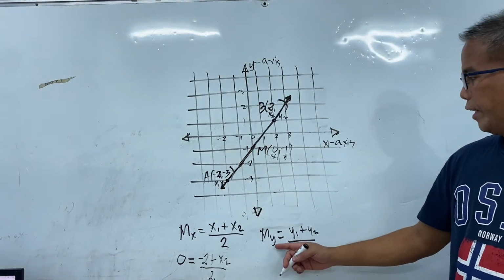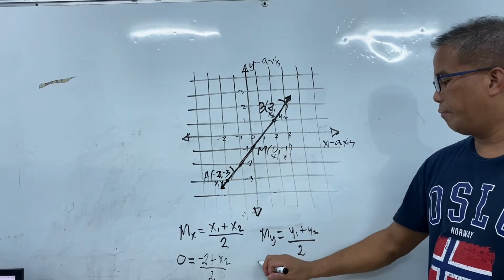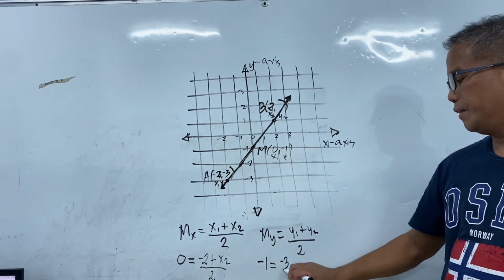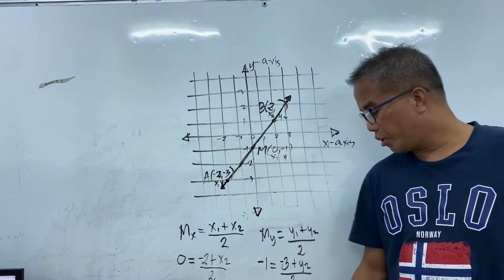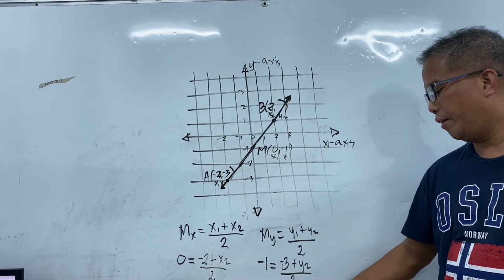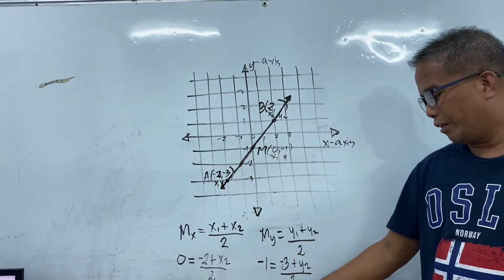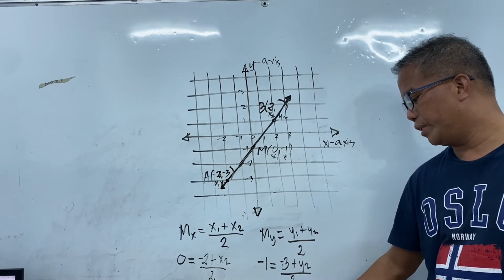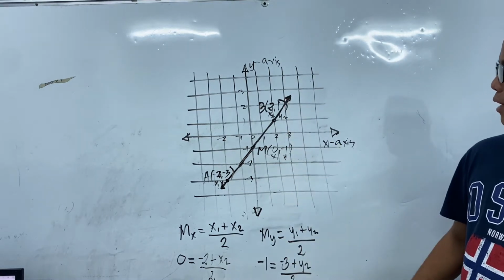While for y sub 2, we have the midpoint y, so -1 is equals to y sub 1, which is -3, plus y sub 2 divided by 2. So cross multiply, 2 times -1, we have -2, then equals -3 plus y sub 2. Then transpose -3, so it will become 3 minus 2. So the answer is 1. So y sub 2 is equals to +1. So here we have now +1.